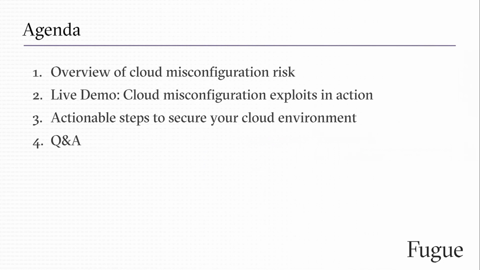I'm going to be jumping between three different applications when I'm doing that: the AWS console, the Fugue console, which will show us some nice things about the environment, and a terminal window. And when I'm in the terminal window, which is the black screen with the green type, I'm pretending to be a bad guy. In the other two, I'm really pretending to be one of the good guys. So then we'll go over some actionable steps to secure your cloud environment. I'm going to sprinkle those through the presentation as well, but we'll try to summarize them at the end, and then we'll have a few minutes for Q&A.